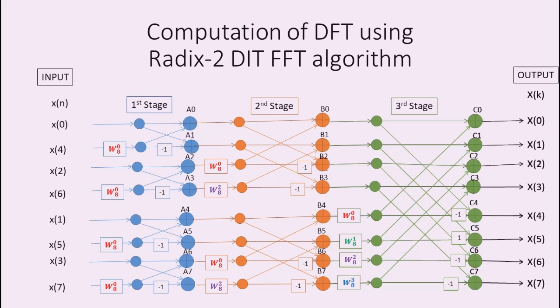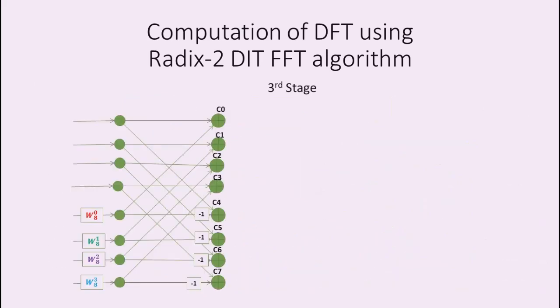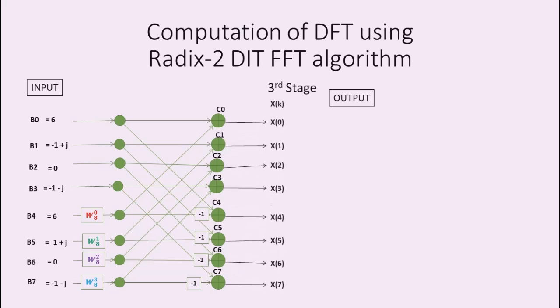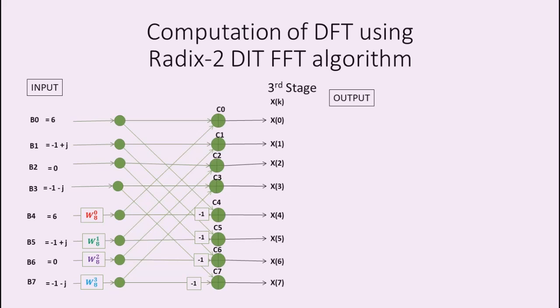Now we'll calculate third stage. For third stage, inputs are B0 to B7. B0 is equal to 6, B1 is equal to minus 1 plus j, B2 is equal to 0, B3 is equal to minus 1 minus j, B4 is equal to 6, B5 is equal to minus 1 plus j, B6 is equal to 0, B7 is equal to minus 1 minus j, as calculated in previous stage. And outputs are x0 to x7.